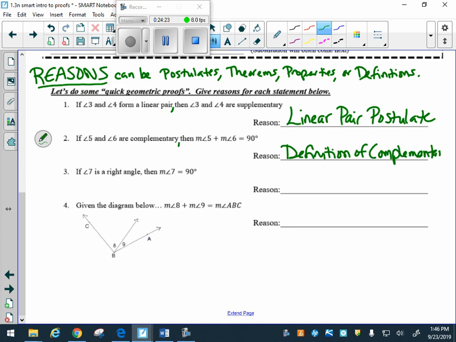If I say 5 and 6 are complementary and you say, oh, that means they add up to 90, you know that because you know the definition of complementary. You know what that word means. If angle 7 is a right angle, what reason would you have to conclude that the measure of angle 7 is 90 degrees? Yep. Definition of a right angle.